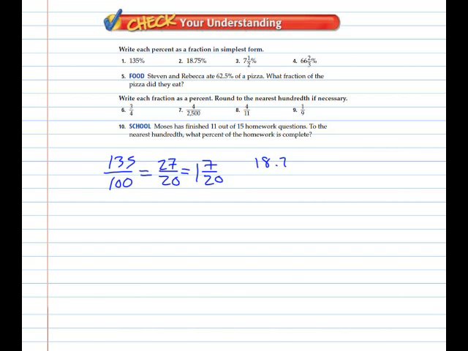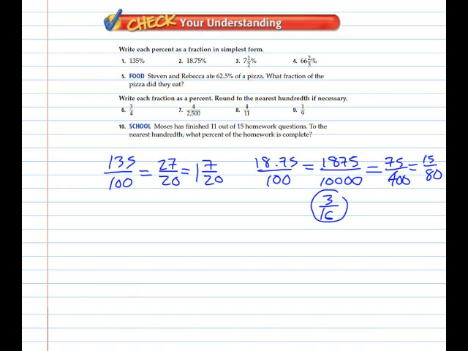18.75% would be 18.75 over 100. Get rid of the decimal by multiplying by 100. We get 1875 over 10000. We simplify by dividing the numerator and denominator by 25, which gives us 75 over 400. We can simplify again by dividing by 5, which gives us 15 over 80. We can simplify again by dividing by 5, which gives us 3 over 16, which is our answer. A lot of work there.